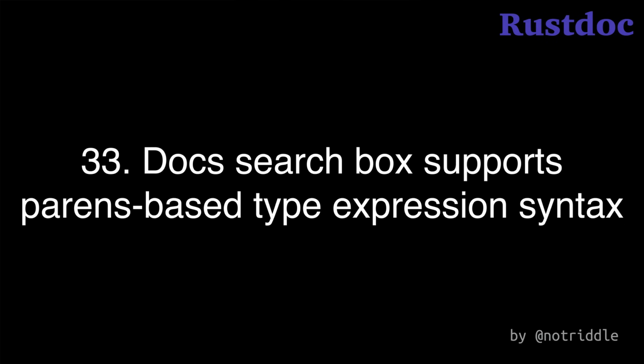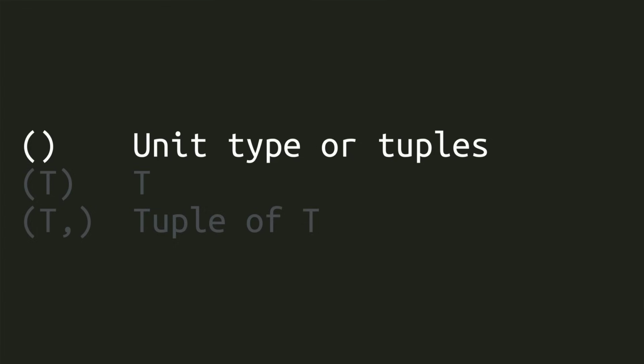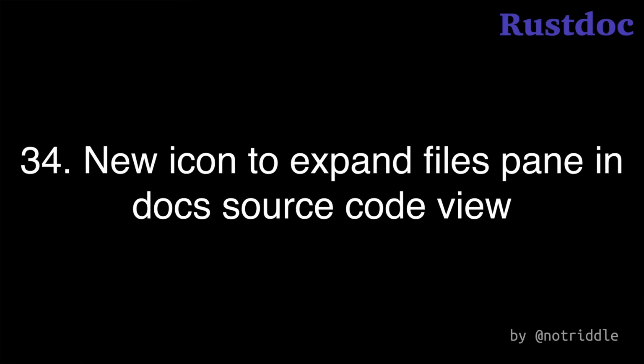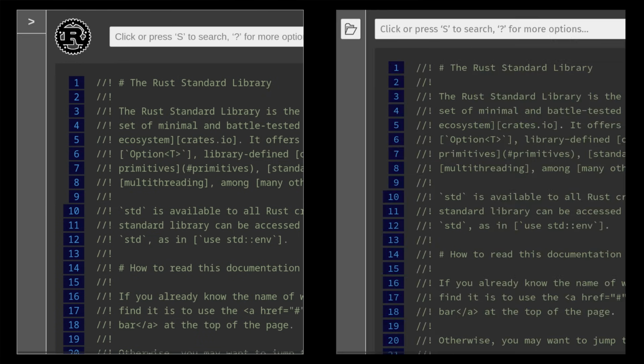Number 33. In the documentation search box, more of the parens-based type expression syntax is now supported. Specifically, you can now use empty parens to search for both the unit type and for tuples, parens around a type to just search for that type, and parens with a type and a comma searching for tuples containing that type. Number 34. There's a new icon for the button to expand the files pane in the docs source code view. Here is before, and here's after.